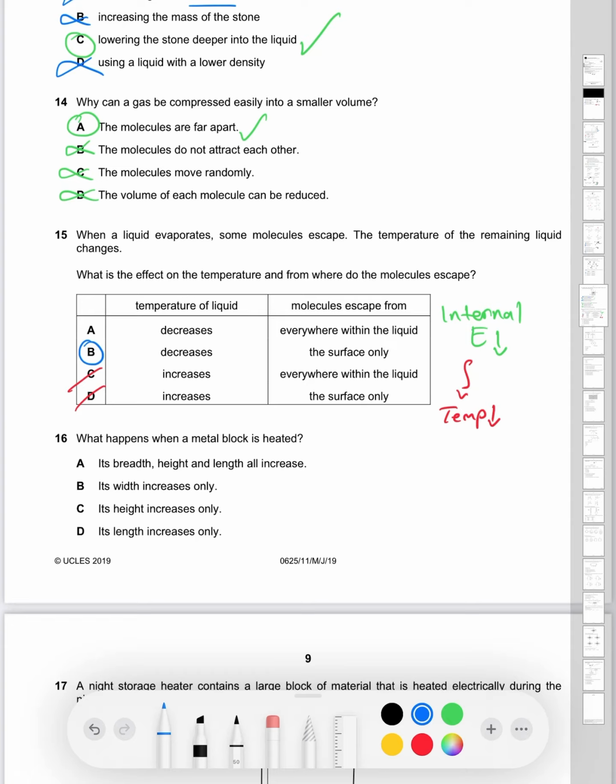What happens when a metal block is heated? Its breadth, height, and length all increase. Its width increases, its height increases, and its length increases. You can think about it like this. The correct answer is A. When a block of iron is heated, it's going to increase all of its dimensions, its height, breadth, and length. And so as a result, choice A would be correct.